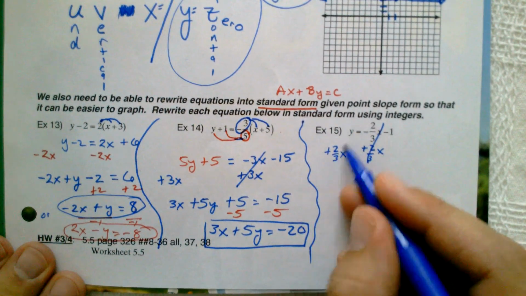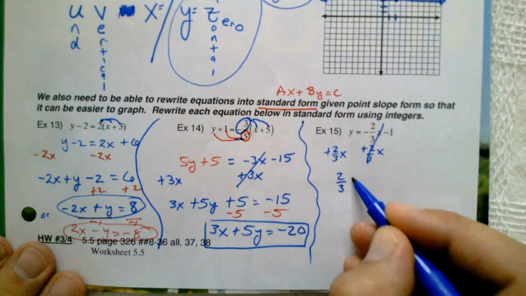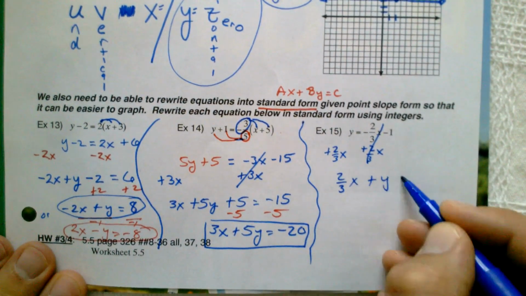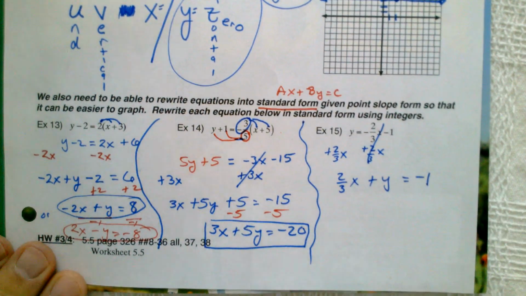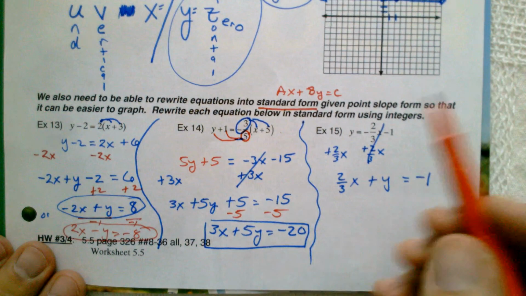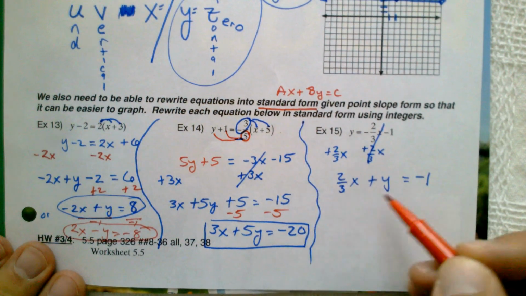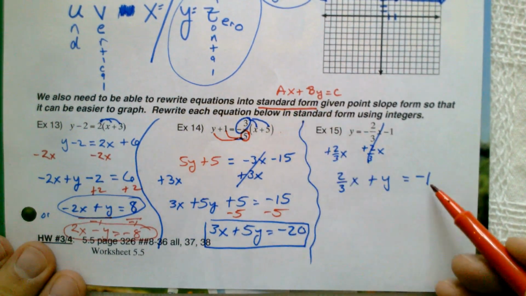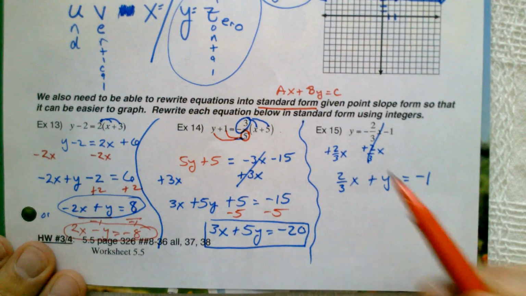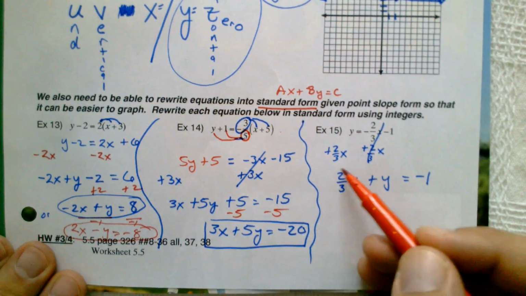So again, these are unlike terms. I've got 2/3 x plus y, and that equals negative 1. Okay, we're almost done. Almost done. We have our x's and y's on the same side. We got the constant all by itself. The problem is this 2/3.